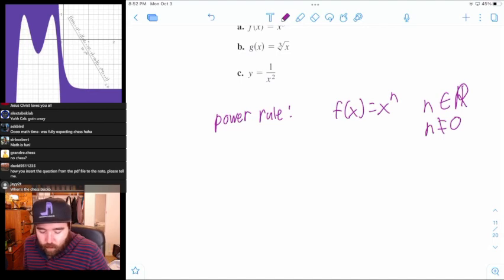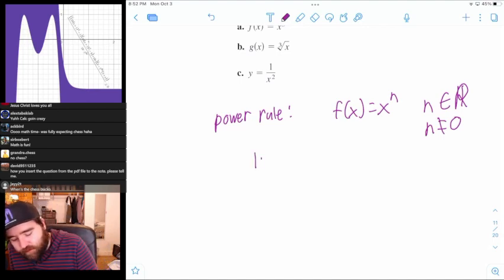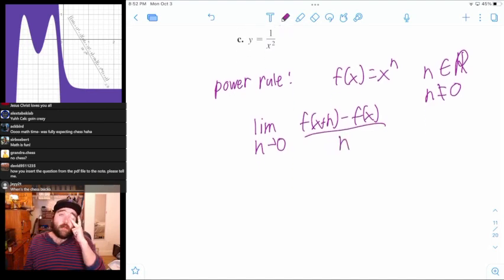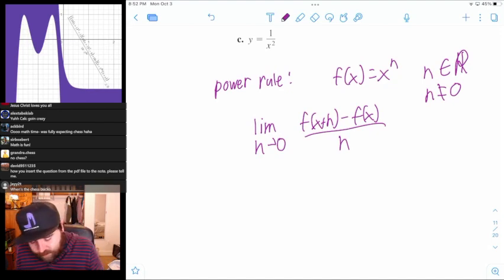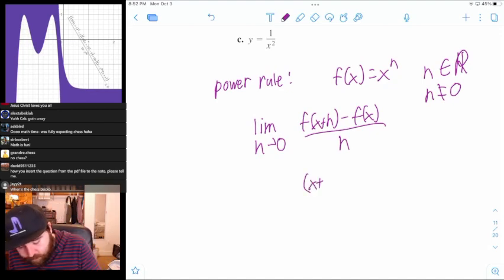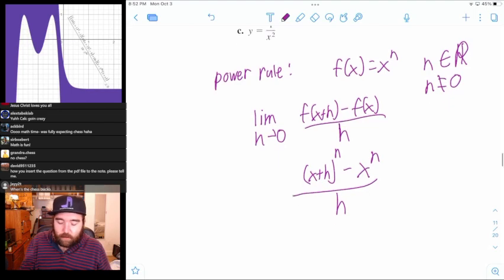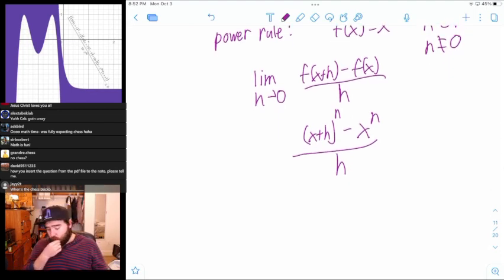Okay. So what can we do then? What is the limit definition of the derivative? The limit as h approaches 0 of f of x plus h minus f of x over h. Okay, so I see how this works if it's an integer. I don't see how this is going to necessarily prove it for other stuff, but let's see. So we have x plus h to the n minus x to the n over h. And make sure that looks like an h and not an n.